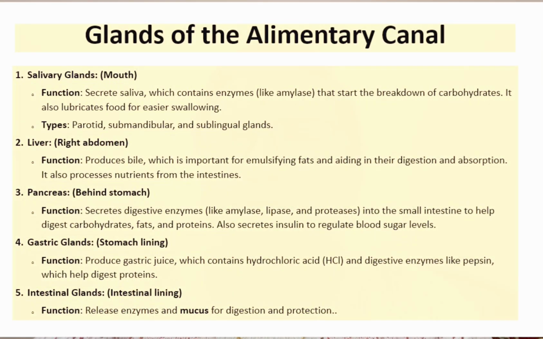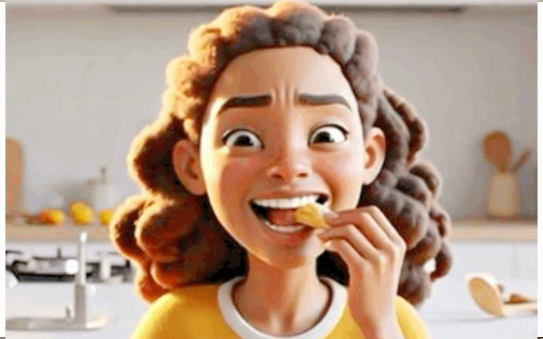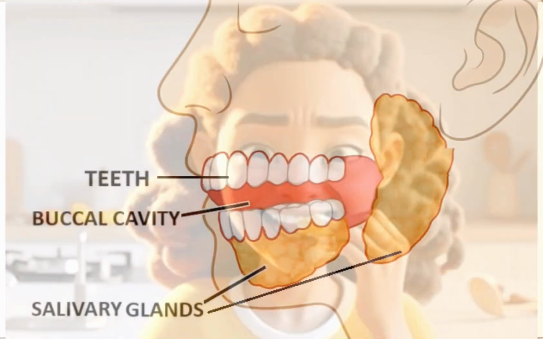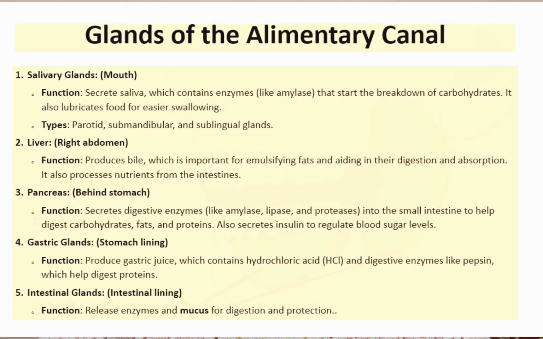Glands of the alimentary canal. Various glands help with digestion. In the mouth, the salivary glands break down starch. Salivary glands, parotid, submandibular and sublingual, secrete saliva containing enzymes like amylase to start breaking down carbohydrates and lubricate food.